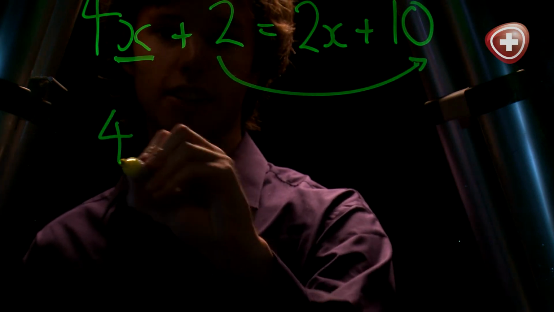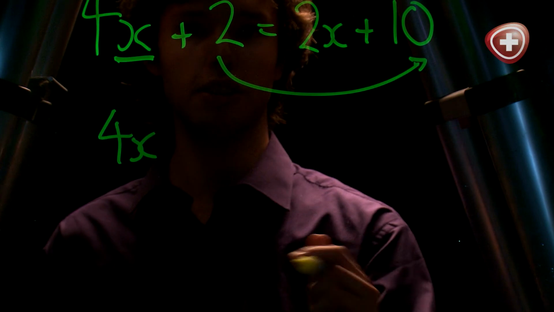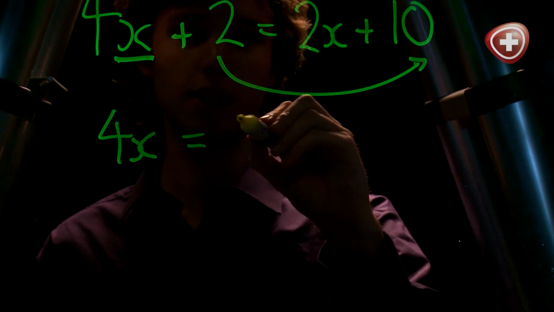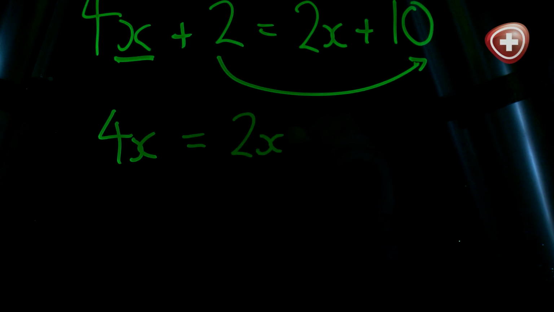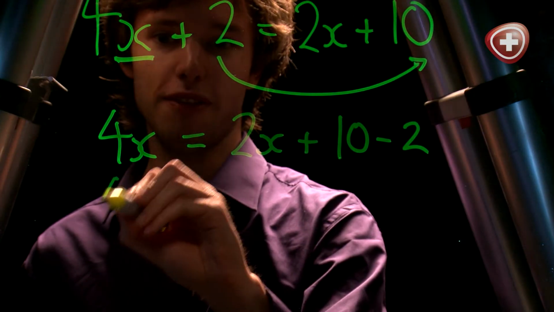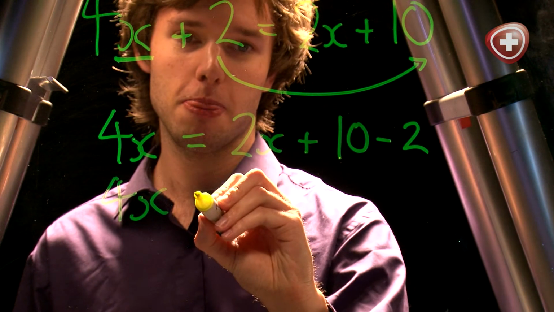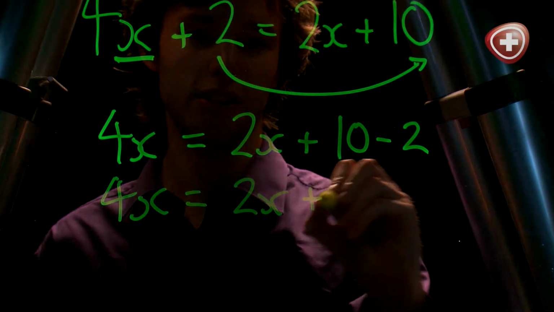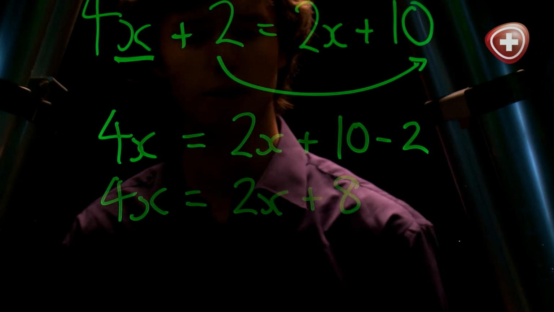So we do 4x, take away 2, cancels out with the 2 here, and then we're going to take away 2 from the other side as well. 2x plus 10, take away 2. This gives us 4x is equal to 2x plus 8. Alright, so we're almost there.